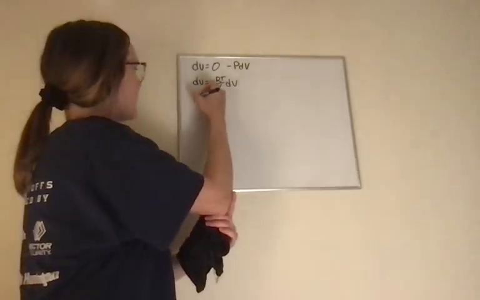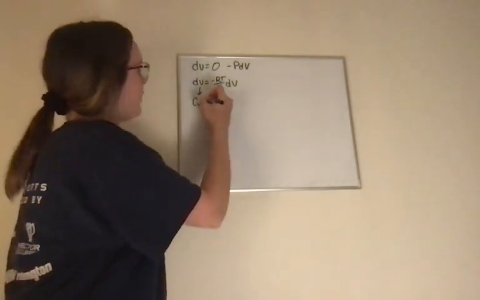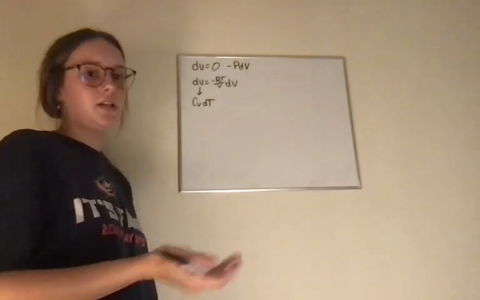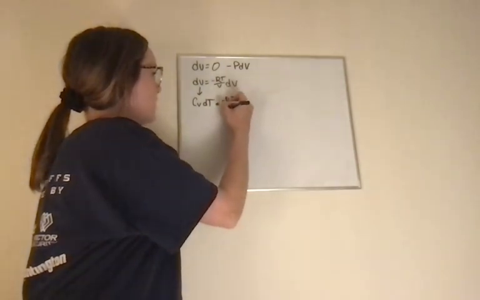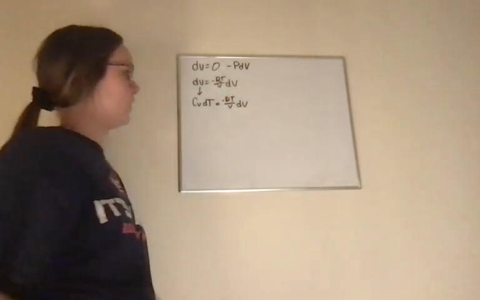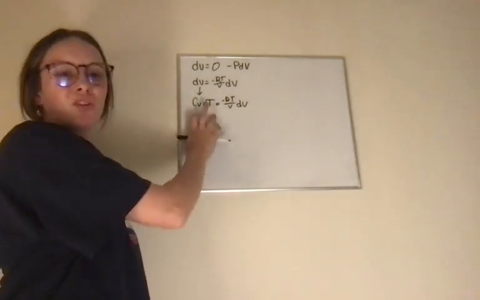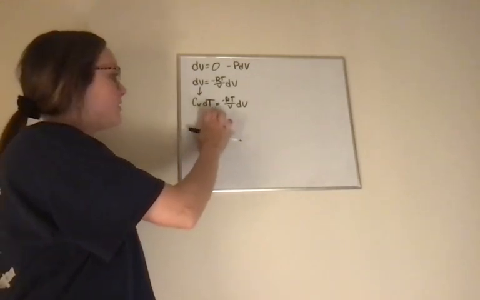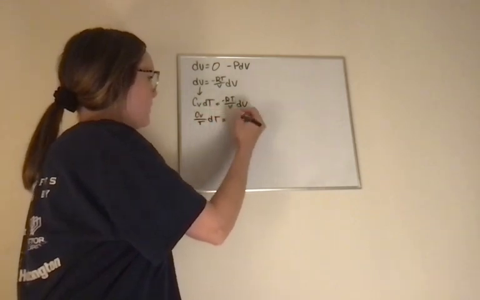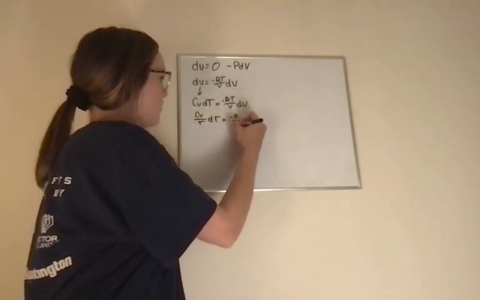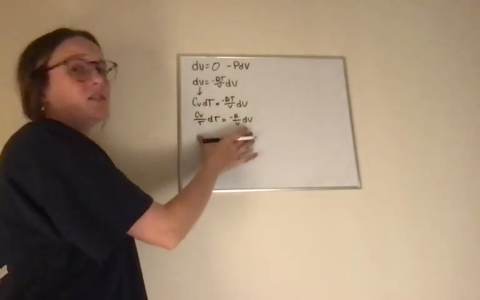And so now we're going to use a little algebra, and we're going to change du into CV dT. CV dT is going to be the same thing as du, so that's going to be equal to negative RT over V dV. So now that we're here, we want to move the temperature over to the other side to get it with dT. So we're going to have CV over T dT equals negative R over V dV.